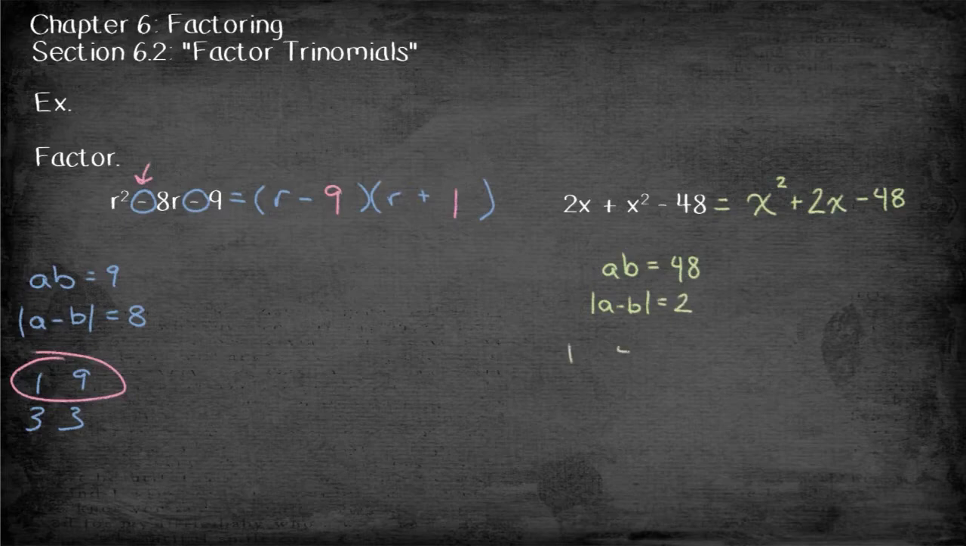Let's look at factors of 48. We got 1 and 48, 2 and 24, 3 and 16, 4 and 12, 6 and 8, and I think that's it. Oh, and 8 minus 6 is 2, so that'll work.